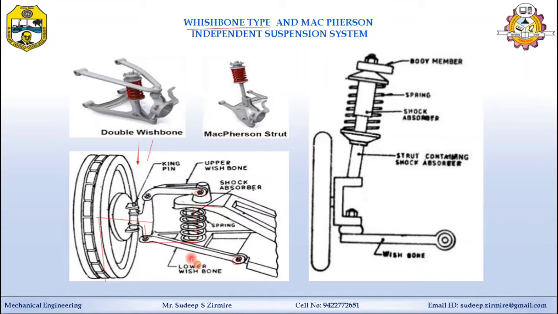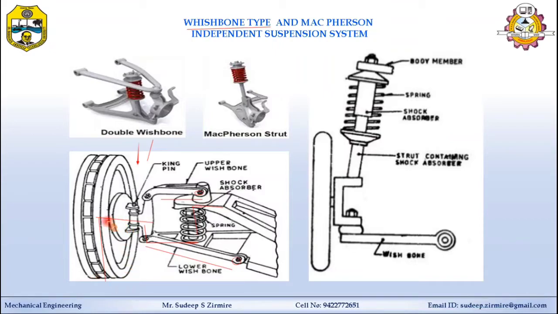The wishbone not only positions the wheel and transmits the vehicle load to the spring, but it also resists the acceleration, braking and cornering forces. You can see here the upper arm is shorter than the lower arm. So this helps to keep the wheel track constant. Wheel track means when you see the vehicle from the front, the center distance between the two front tires, it's called the wheel track or wheel tread. So this keeps the wheel track constant, thereby avoiding the tire scrub and minimizing the tire wear.